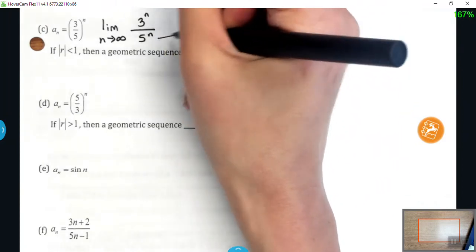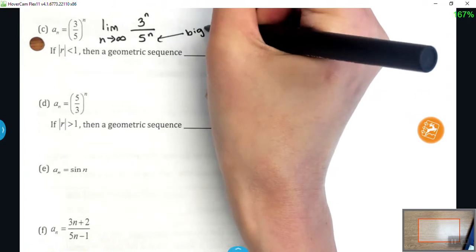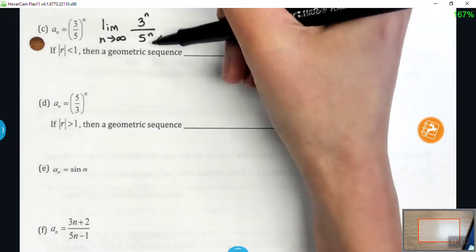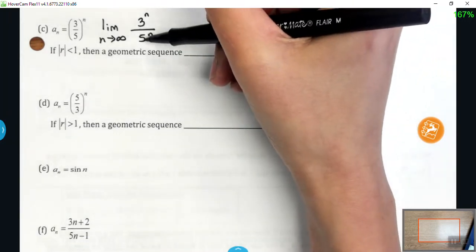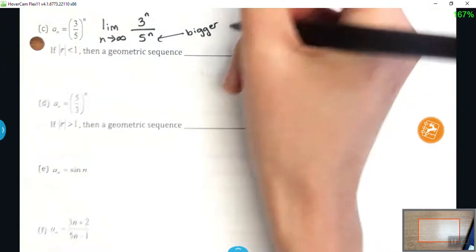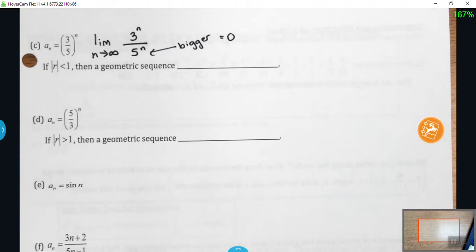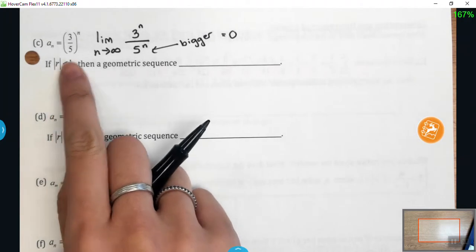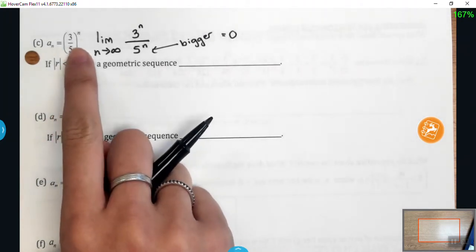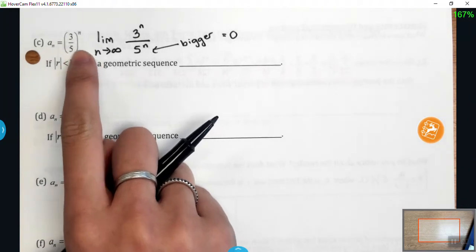Oh, aren't they both infinity? No. They both are infinity, but the bottom's bigger, right? Bigger. So what's this limit going to go to? 0. Wait, what? Yeah, because it's going to approach infinity on the bottom bigger, faster, than on the top. Now, this is a geometric sequence because it's to the nth power.